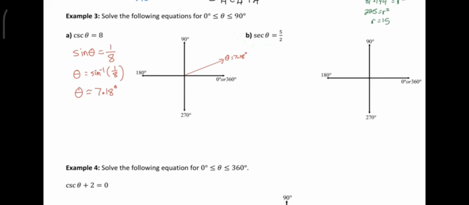Well, if we're trying to solve for that angle that has that secant ratio, I know if the secant ratio is 5 over 2, the cosine ratio, well, cosine is the reciprocal of secant, so the cosine ratio would be the flip of 5 over 2. It would be 2 over 5. And then we can find the angle that has that ratio by doing inverse cosine of 2 over 5. And that gives me about 66.42 degrees, which once again is in quadrant number 1.